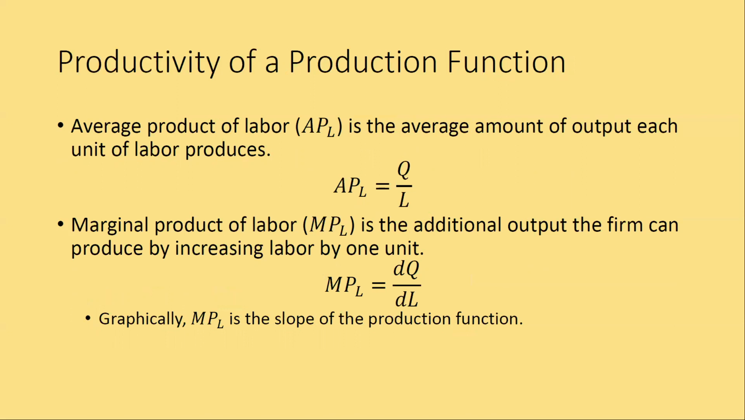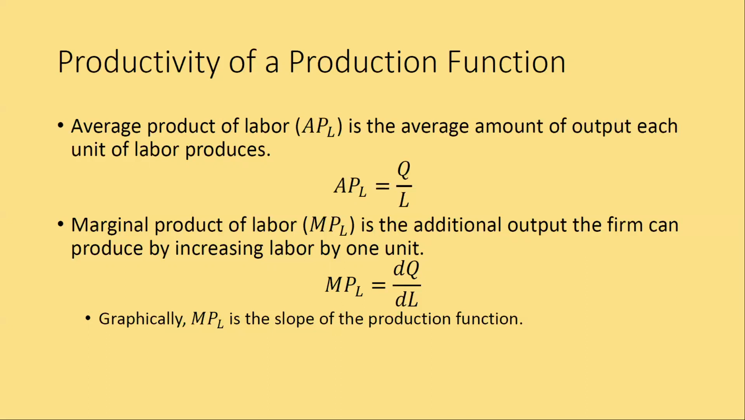And for different production functions, we want to describe how productive the production process, or the technology, is. We're going to introduce two concepts. The first one is average product of input, and in our case, average product of labor. This is basically dividing the total quantity that is produced by the amount of labor the firm uses. This tells us, on average, how much each unit of labor is producing.